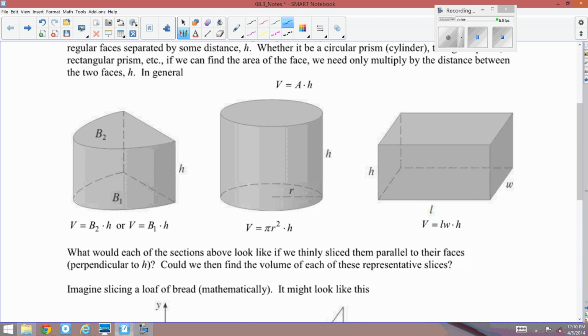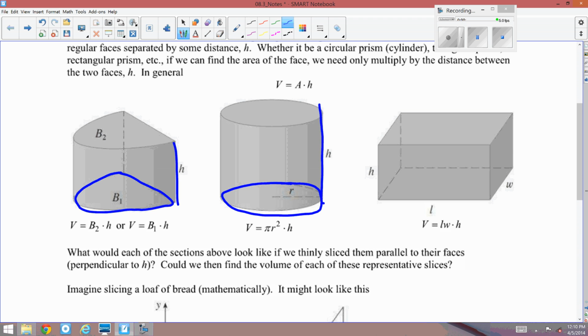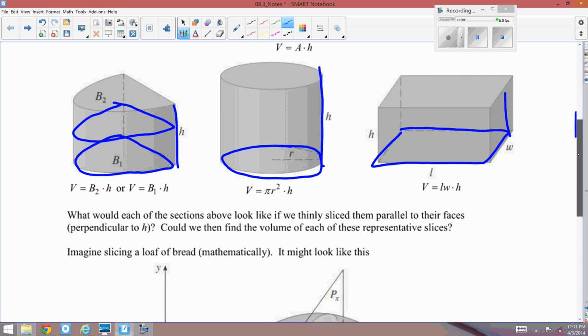To find the volume of this, we would do the area of the base times the height. Same thing here, area of the base times the height. So we're talking 3 dimensions here. If we slice this in tiny little slices all the way up, we're going to be able to find the volume of each of these.